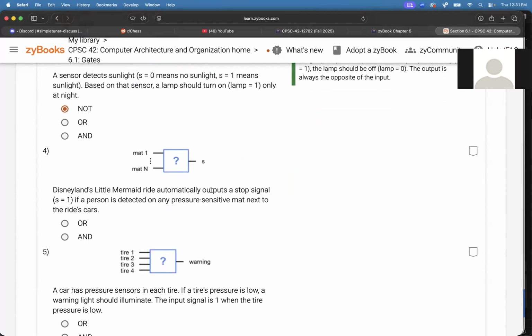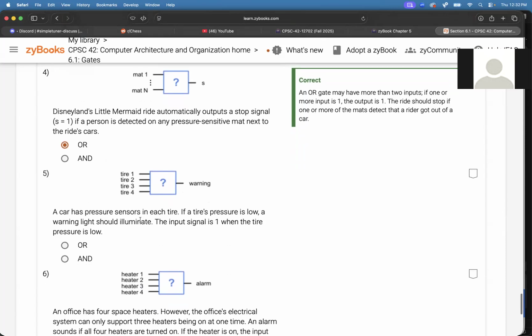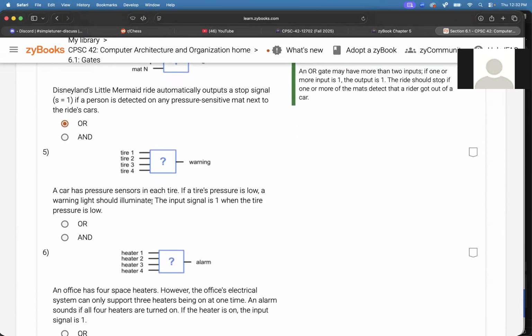Disneyland's Little Mermaid ride outputs a stop signal if a person is detected on any pressure-sensitive mat next to the ride's cars. So if it's anybody, like one person can make the whole thing stop, that means it's person 1 or person 2 or person 3. They could all stop it, and that's an OR. The car has pressure sensors in each tire. If the tire's pressure is low, a warning light should illuminate. So if any of them are low, we should get a warning. That's an OR.